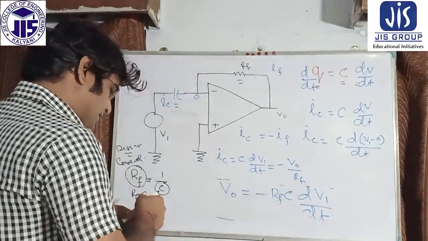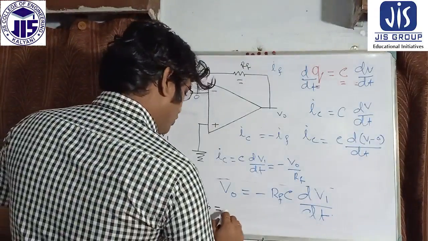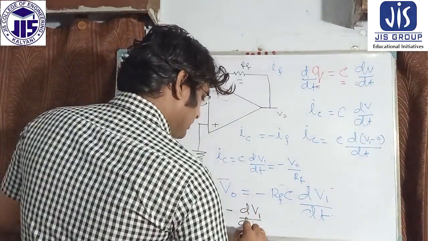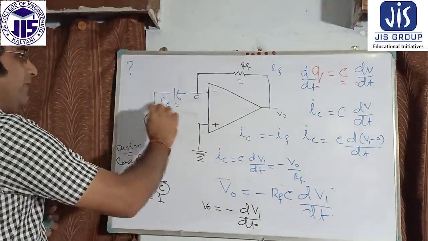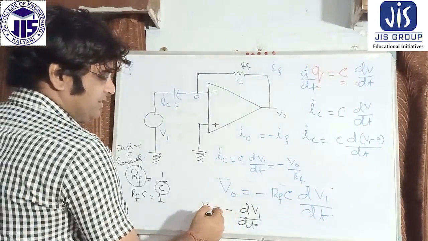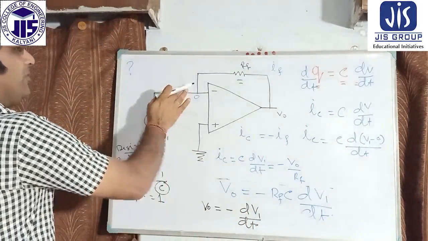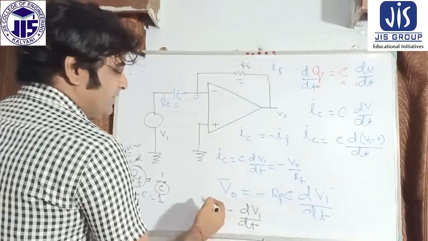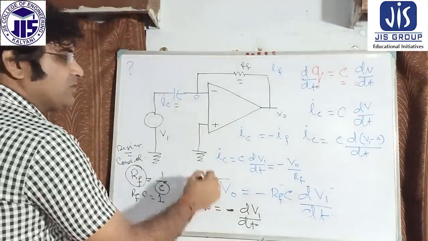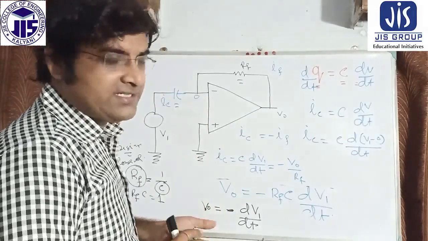Vo equals minus dVi/dt. Whatever input I am giving is differentiated and gives the output Vo, but with a minus sign. We can also change this minus sign by using a sign changer circuit or inverter circuit, a simple inverter circuit.